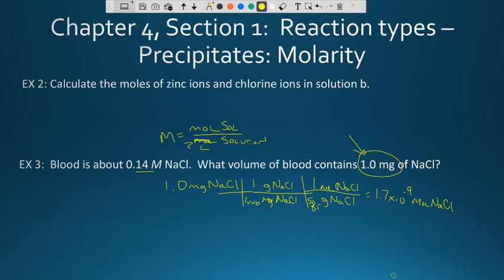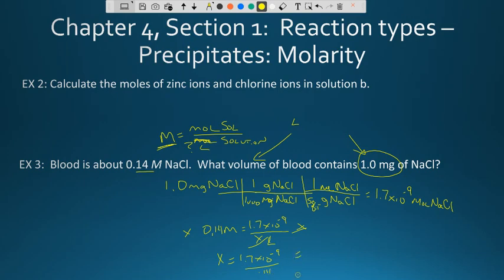Now, remember, I'm given my molarity, I'm given my concentration. So let's take that 0.14 molar equals my 1.7 times 10 to the negative 9 over X liters. They are saying just volume, so let's assume in liters. If they ask otherwise, we'll deal with that later, right? So let's get X by itself. To get X by itself, I take 1.7 times 10 to the negative 9 divided by my 0.14.